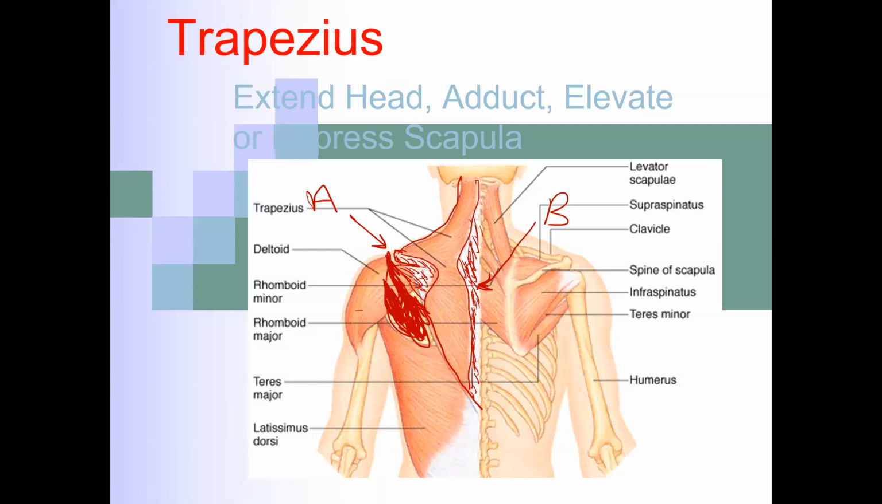Extends the head, because of course it's attached to the back of the skull. It adducts, elevates, or depresses the scapula because it's attached to multiple parts of the scapula and is a convergent muscle we're dealing with here, right?